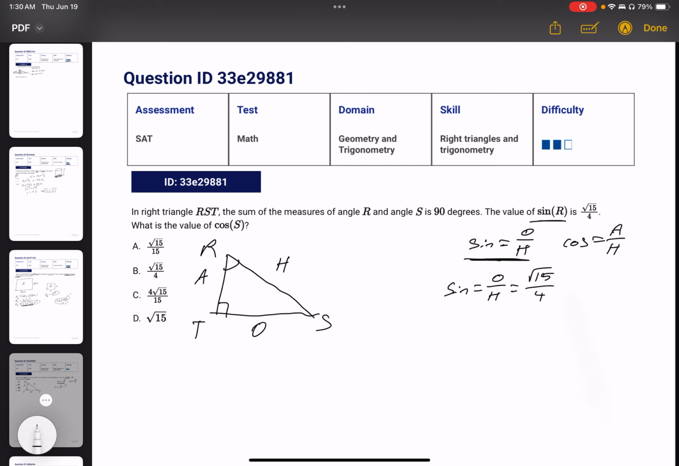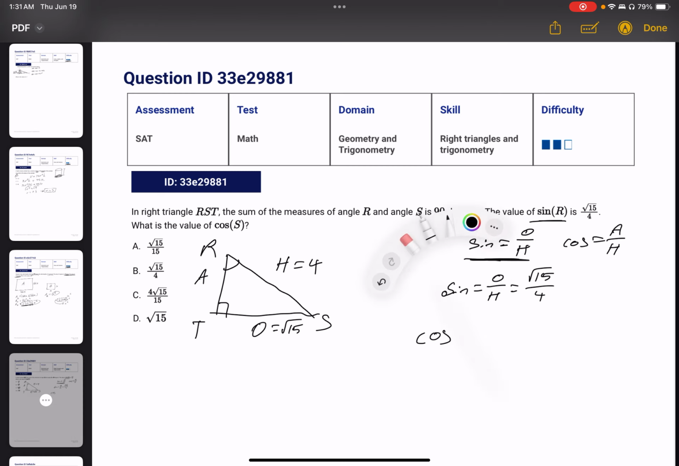I know I'm repeating a lot of stuff, but it's important that you get an understanding of opposite and hypotenuse and adjacent. So opposite is equal to square root of 15, and hypotenuse is equal to 4. So we have these values for the side lengths, and they're not going to change regardless of what angle we're taking. Now we're looking for cosine. We don't know what cosine is. So what's the cosine?